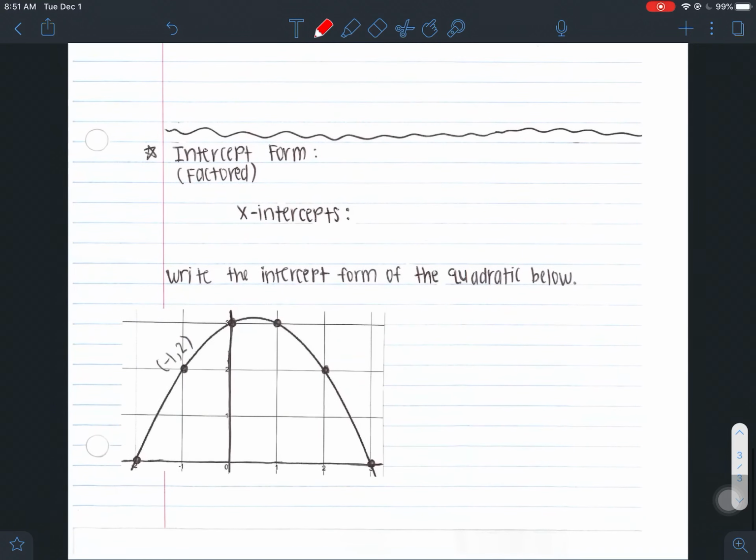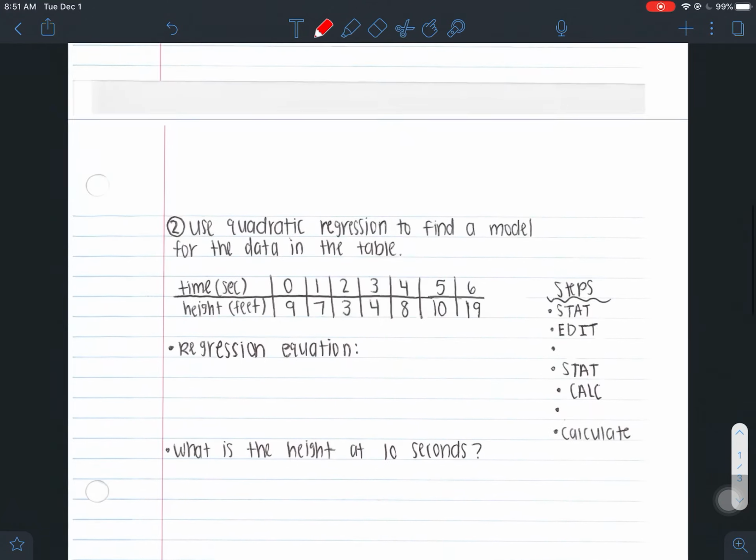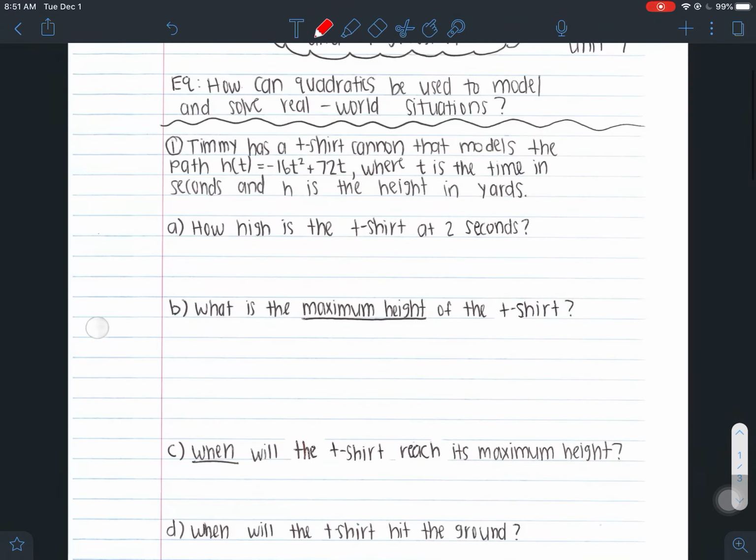And then the last thing we're going to learn is intercept form, which is creating an equation using the x-intercepts and any given point on that parabola. So we're going to have a variety of 5 different problems here. So I just want to make you aware of that. They're all a little bit different from each other, but they all model the homework pretty well.